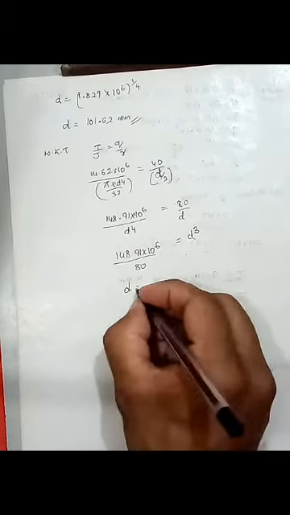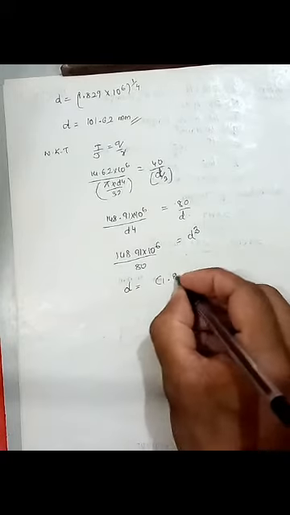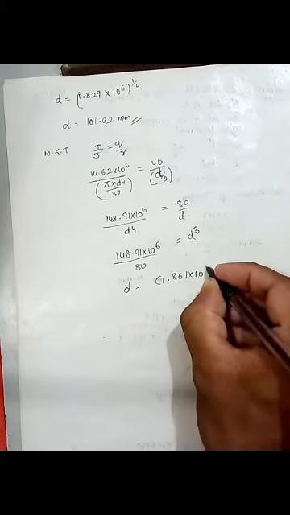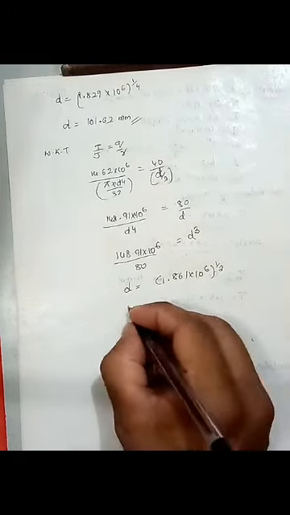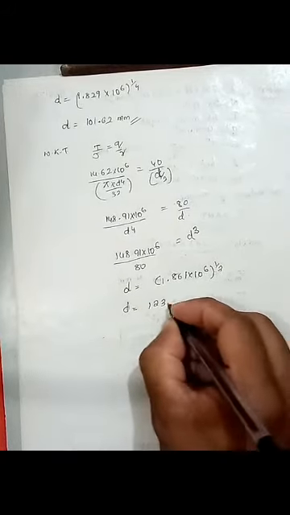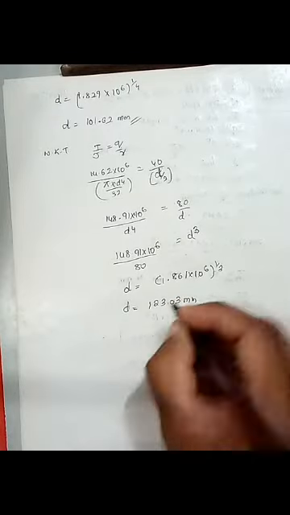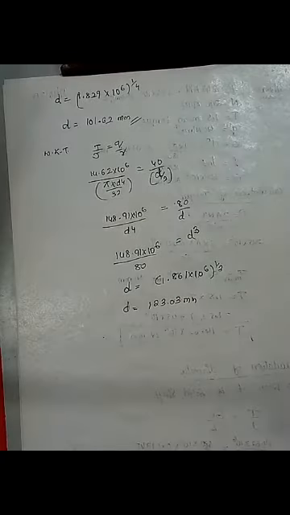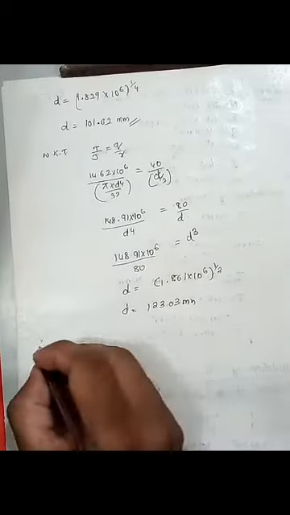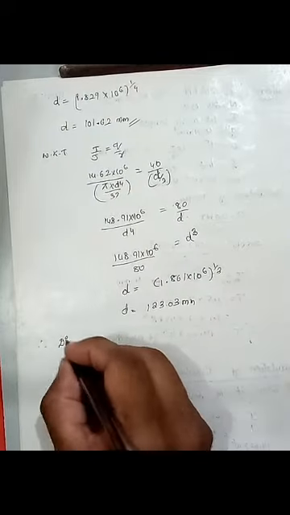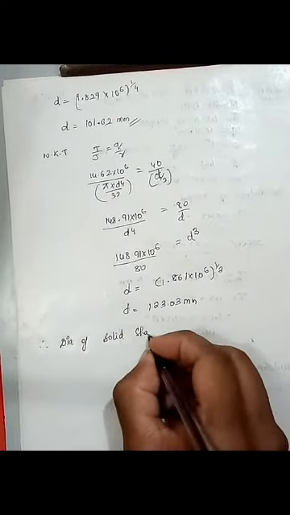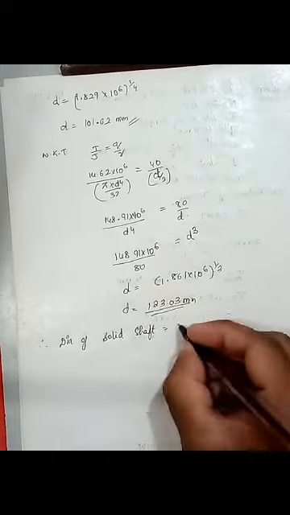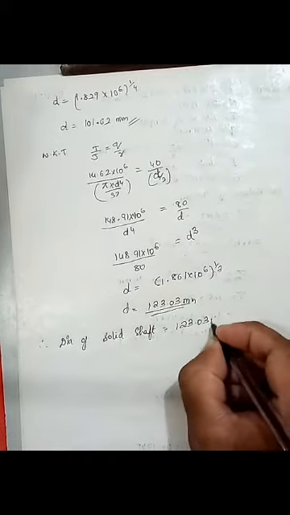So D equals (1.861 into 10 to the power of 6) raised to 1 by 3. So finally D I get as 123.03 mm. Okay, so therefore I can say the dia of solid shaft equals the maximum one, 123.03 mm.